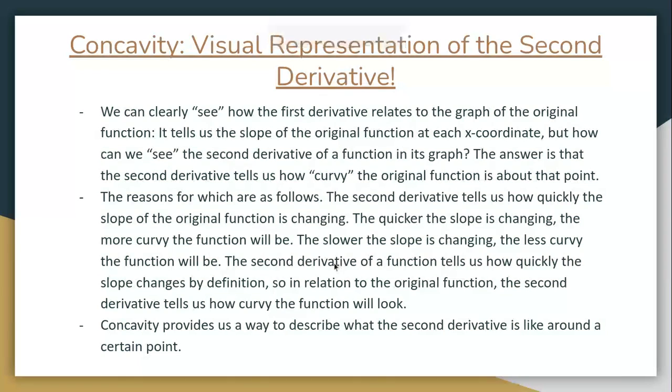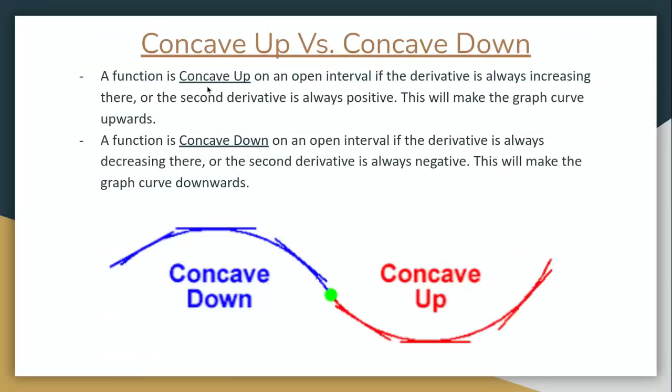All right. Concavity provides a way to describe the second derivative around a point. A function is concave up on an open interval, just like an interval between 2 points, if the derivative is always increasing there, or if the second derivative is always positive. That's what we talked about. This will make the graph curve upwards. A function is concave down on an open interval between 2 points if the derivative is always decreasing there, or the second derivative is always negative. This will make the graph curve downwards.